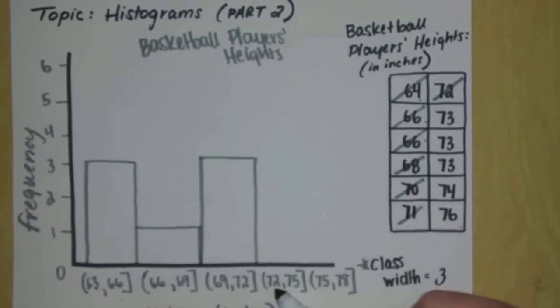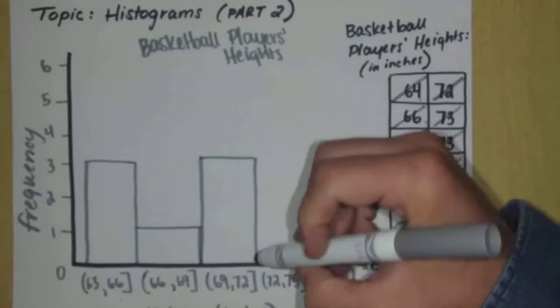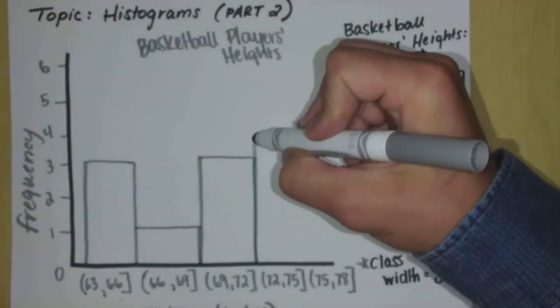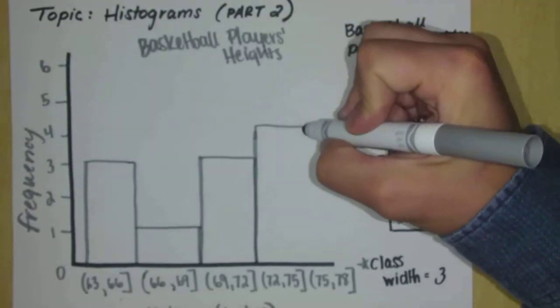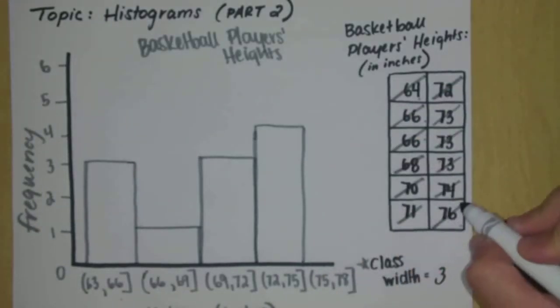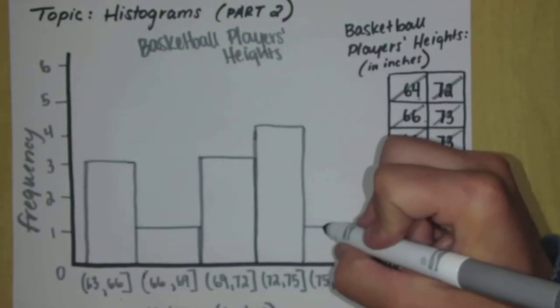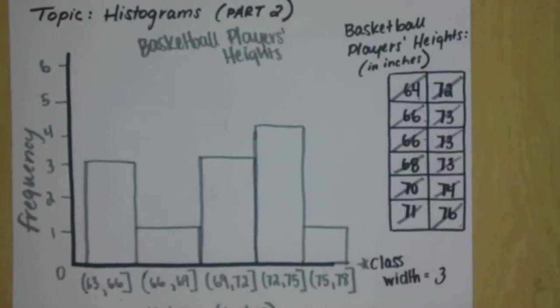72 to 75, not including 72. So that's 1, 2, 3, 4 in that class. So I have 4 in my 4th class. And then my final class, remember how we just needed to go one more for that 76. So there's one person in the final class there with a height of 76.